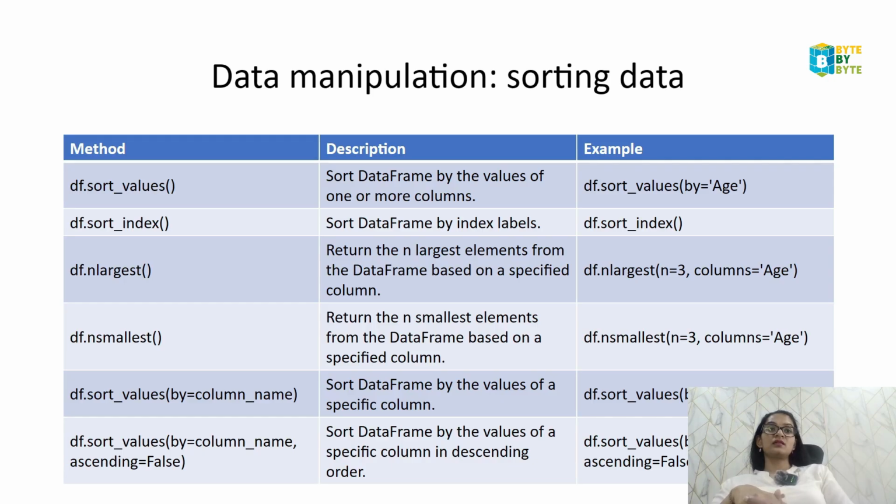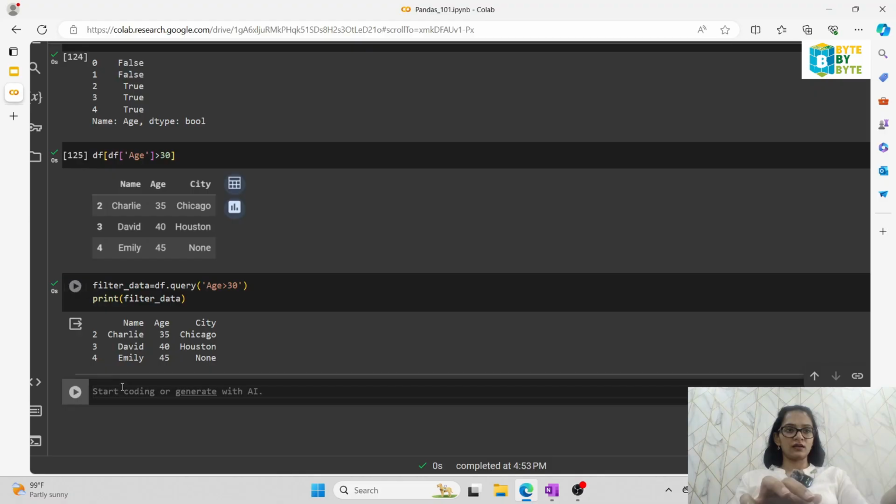Sort means, as the name suggests, you are going to sort the data in ascending order or descending order. So let's say, add now df.